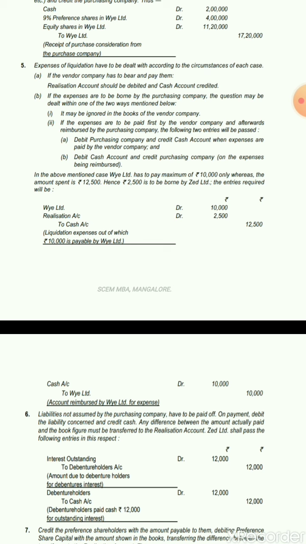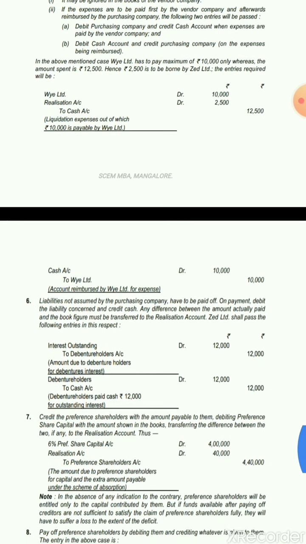So the selling company is meeting only 2,500, that 2,500 to cash account. So of 12,500, Y Limited, that is the purchasing company, has met 10,000 because it has reimbursed 10,000, right? And the amount of liquidation expenses which is met by the selling company is only 2,500. So which is in the realization account should be maintained, and to cash account, that is 12,500.